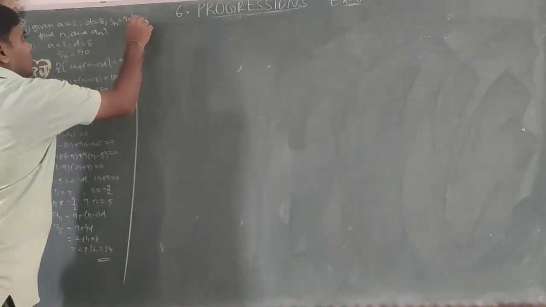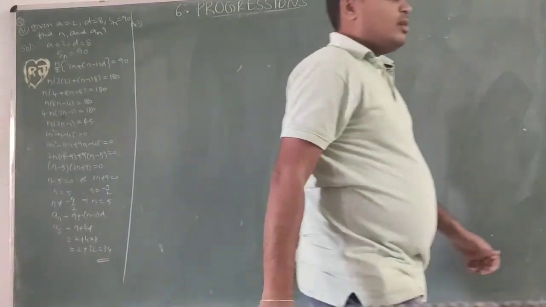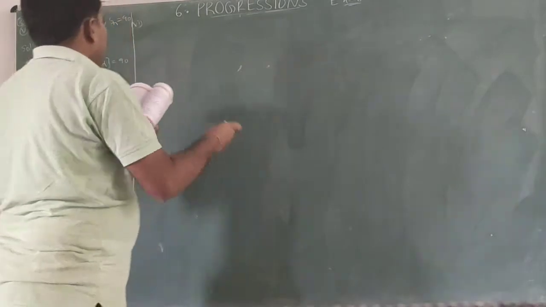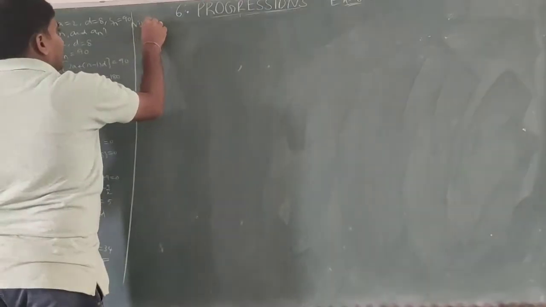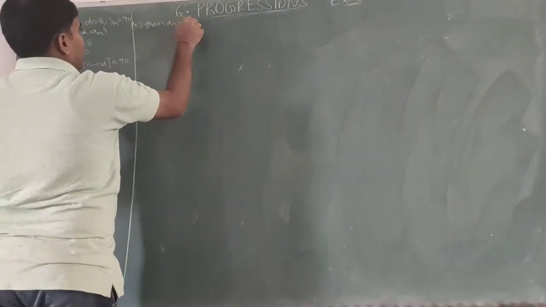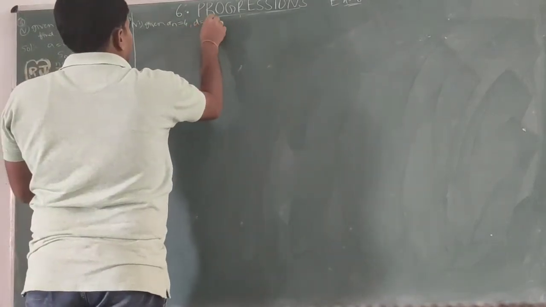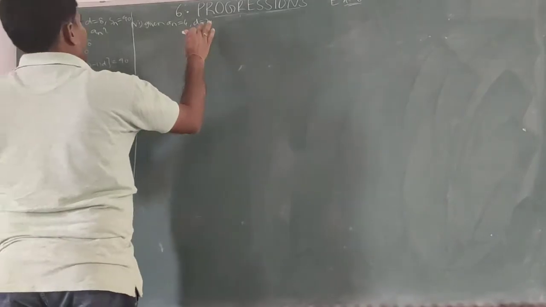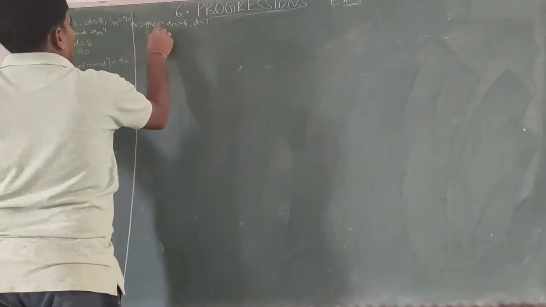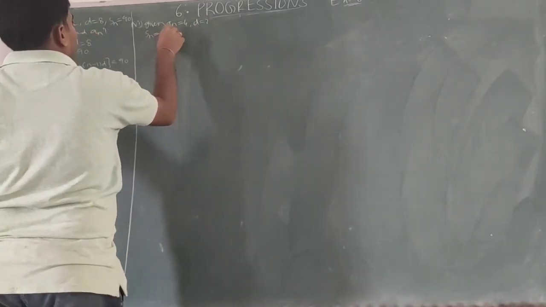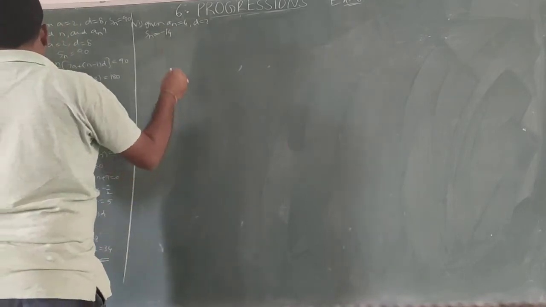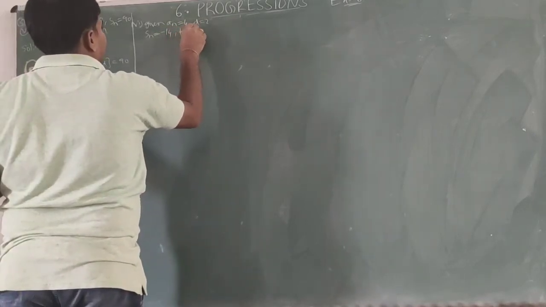Next question, number 6. In this 6th question, given an equal to 4, d equal to 2, Sn equal to minus 14. Find n and a. We need to calculate the n value and the a value.